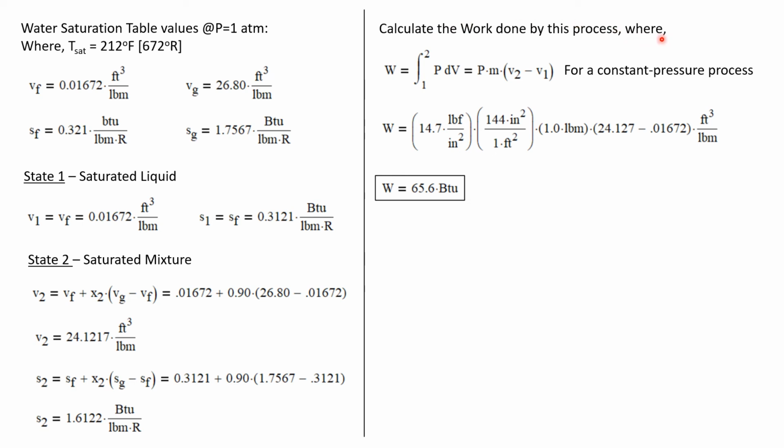Now we want to calculate the work done by this process. Well, we know that work is the integral of P dV, and for a constant pressure process, it's the pressure times the change in volume, which is the pressure times the mass times the change in specific volume. Well, we have all of these values. The pressure is 14.7 pounds force per square inch, and I'll convert square inches to square feet. The mass is 1 pound mass, and we have values for v2 and v1 in cubic feet per pound mass. I calculate that the work is equal to 65.6 BTUs.